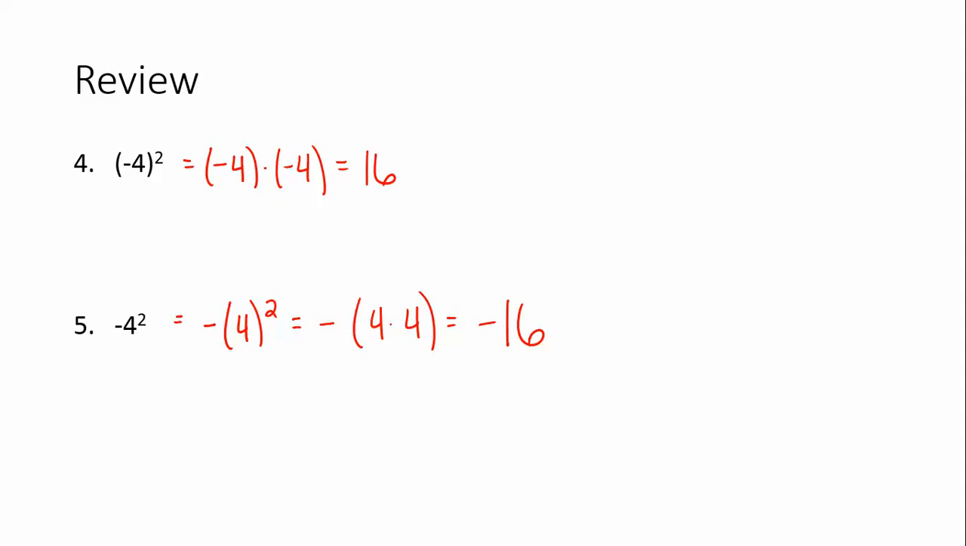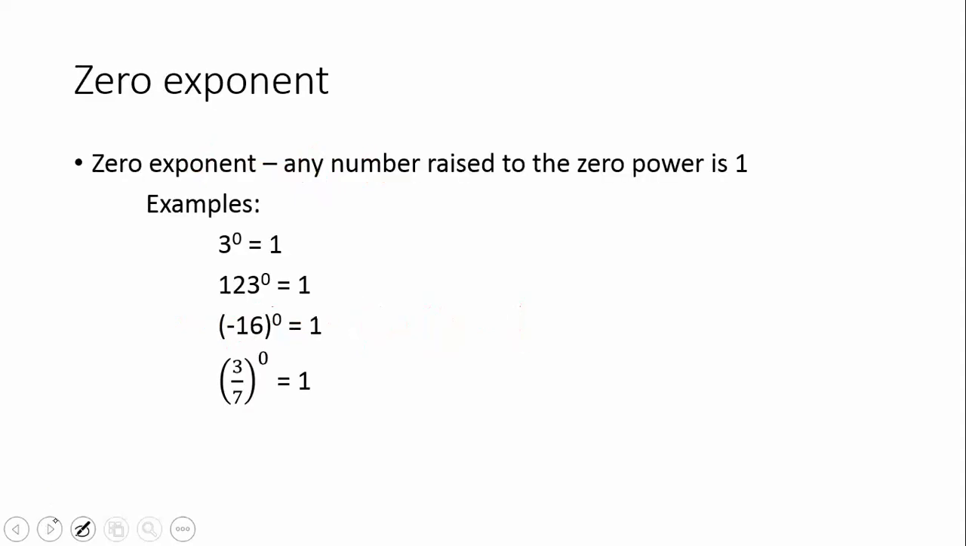Make sure you understand the difference between 4 and 5. The base on number 4 is a -4. The base on number 5 is just the 4, and then we're taking the opposite of that. That's what the negative out in front indicates.